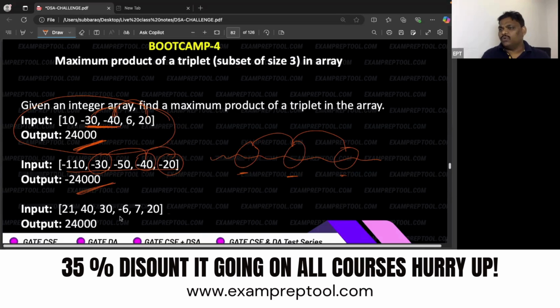Suppose almost all positive. If all positive, again same story. First maximum, second maximum, third maximum. Now you have a combination of positive and negative. I think this is going to be tricky. So in the given array, find any three numbers whose product is maximum. That is our problem. Let's come to the solution.